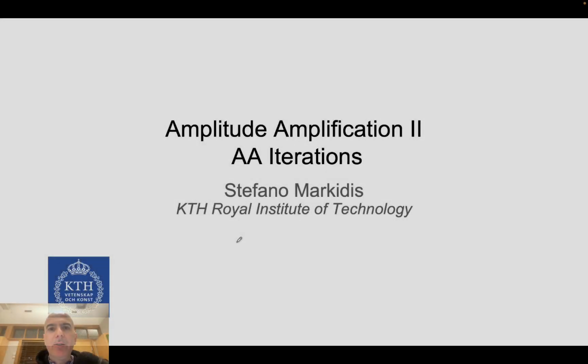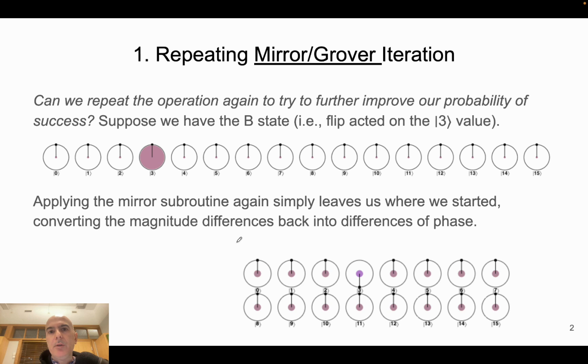Hello. This is the second lecture about the amplitude amplification quantum computing primitive, and we're going to look at how to improve this algorithm through the so-called amplitude amplification iteration. In the previous lecture, we saw that the basic amplitude amplification algorithm consists of two phases.